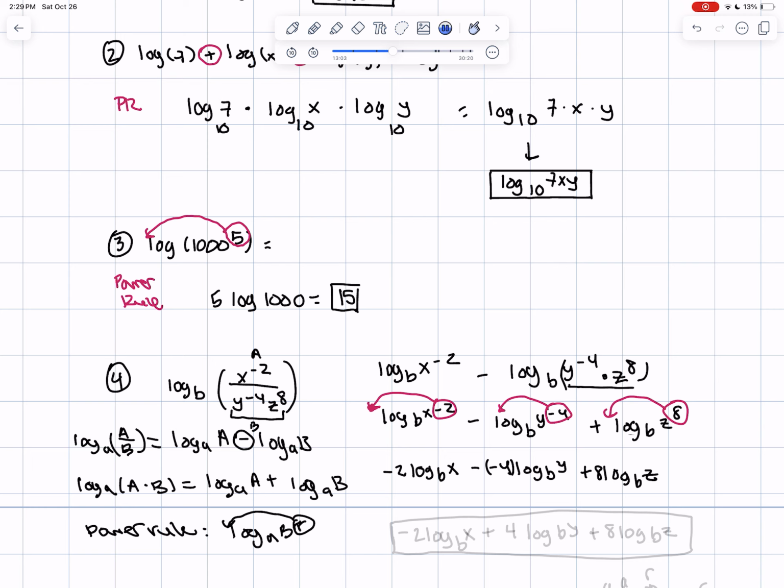But you see how we have a negative 4 and a minus next to each other? That's actually going to change to addition because we have two negatives. Technically it should be minus, but because there's a negative in front of the 4, it changes to positive. So this is our answer.